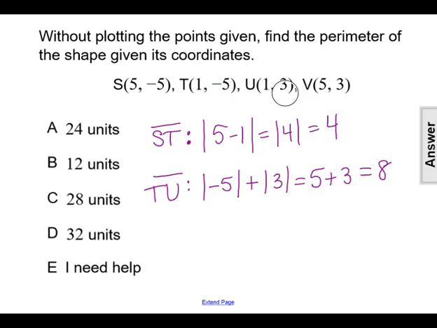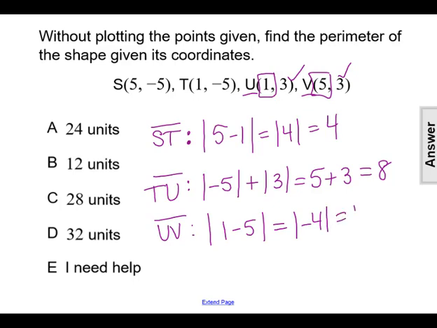Now let's find the distance between points U and V. U and V, that'll give us segment UV in the shape. U and V both have the same y values of 3, and the x values have the same sign. So when they have the same sign, we're going to subtract the absolute value of the x values. So we're going to subtract 1 minus 5 and take the absolute value. So that's the absolute value of -4, which is 4.